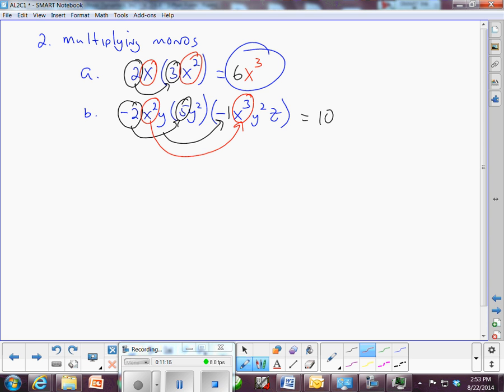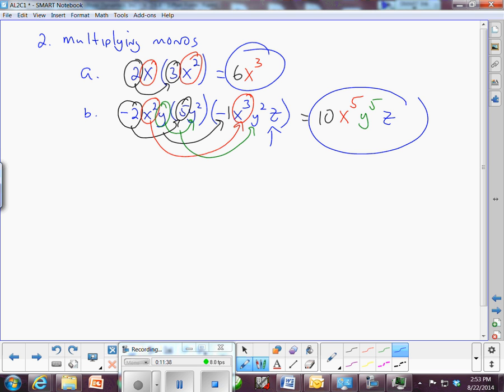X squared times x cubed is x to the 2 plus 3, or x to the 5th. Those are done. I'm looking for other variables. Here's a y. Y times y squared is y cubed. Y cubed times y squared is y to the 5th. And then I also have this z just hanging out right there, and it's got to be included. And so you get 10 x to the 5th, y to the 5th z, and you have multiplied monomials.